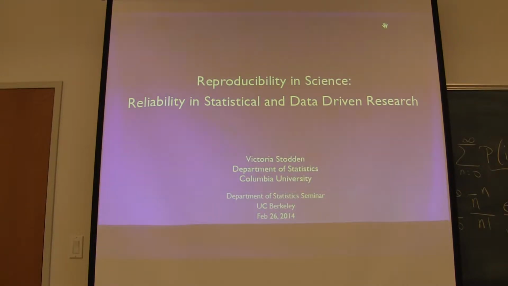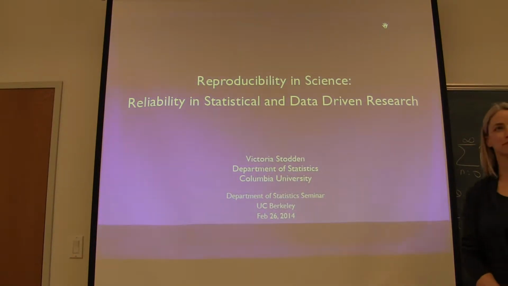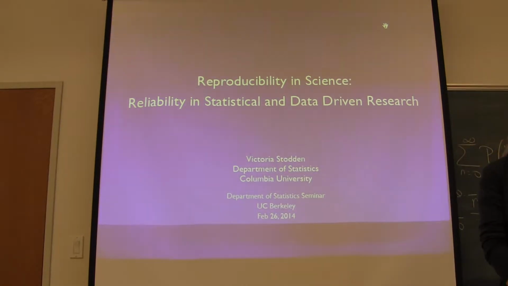Okay, let's get started. I'm very happy to introduce Victoria Stodden from Columbia University. Victoria is spending this semester here in Berkeley, which is also teaching our master's capstone course. Victoria has a PhD in statistics and a law degree from Stanford. Her main research focus is on the very important problem of reproducibility in science, and she's going to talk about that today.